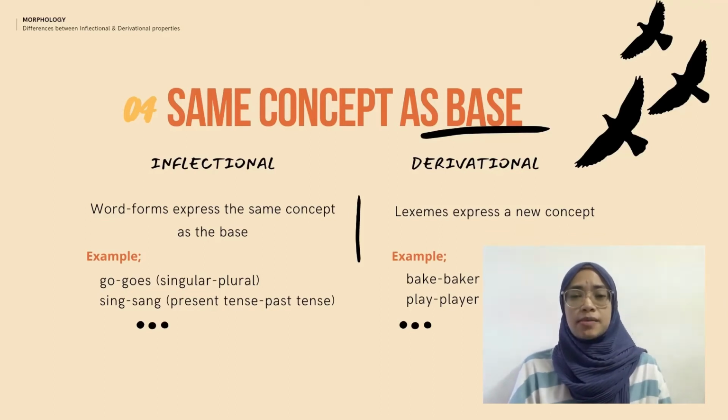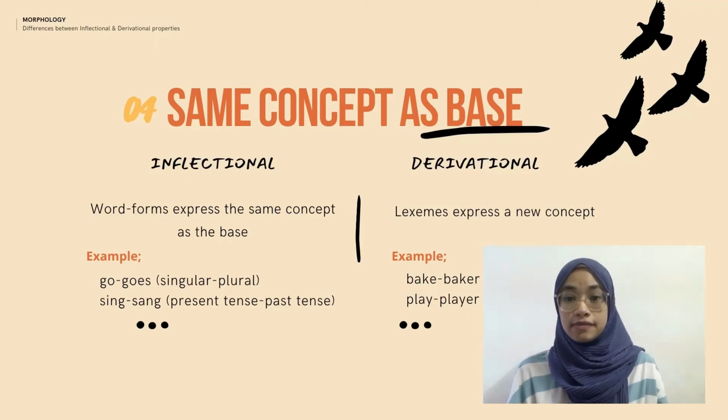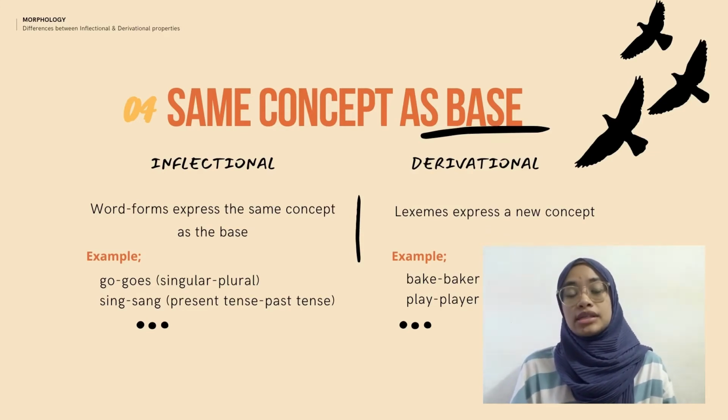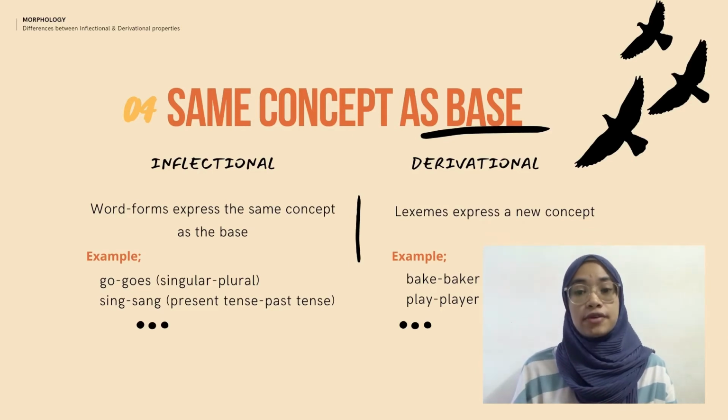Some concepts are best discussed in terms of canonical inflectional traits and canonical derivational traits. Canonical inflected word forms express the same concept as the base. On the other hand, canonical derived lexemes express a new concept. As examples for inflectional, we have go and goes. Go for singular and goes for plural. We still have the same concept, right? And then we have sing and sung. Sing is the present tense and sung for the past tense.